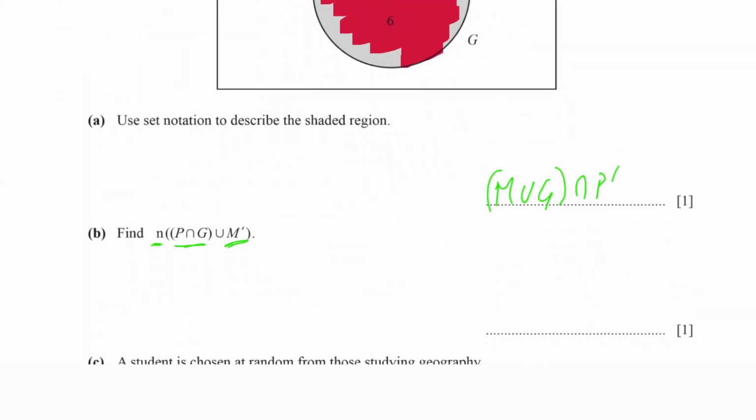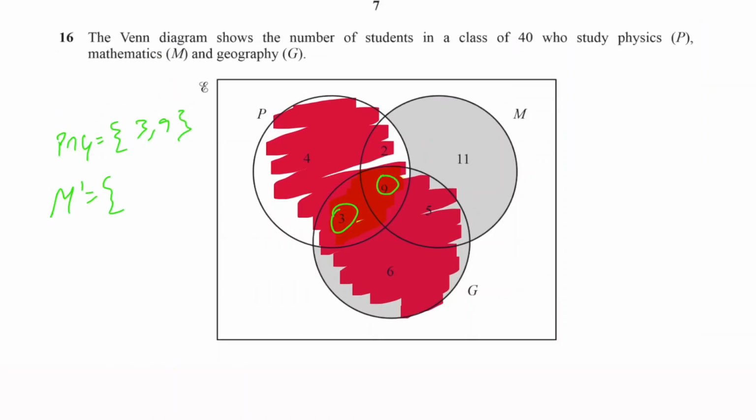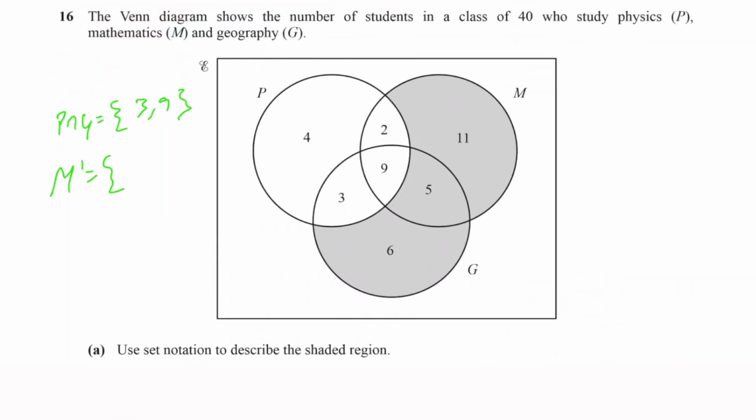The other part is M dash. Try to understand this. This is the new method actually. It will be much easier if you can understand it better. M dash is what? This is M. This whole is M. But M dash will be excluding this one, everything else will be there, right? Because M dash is not M, it is everything else. So we have 3, 4, 6, and the outside part, let's say that is 0.